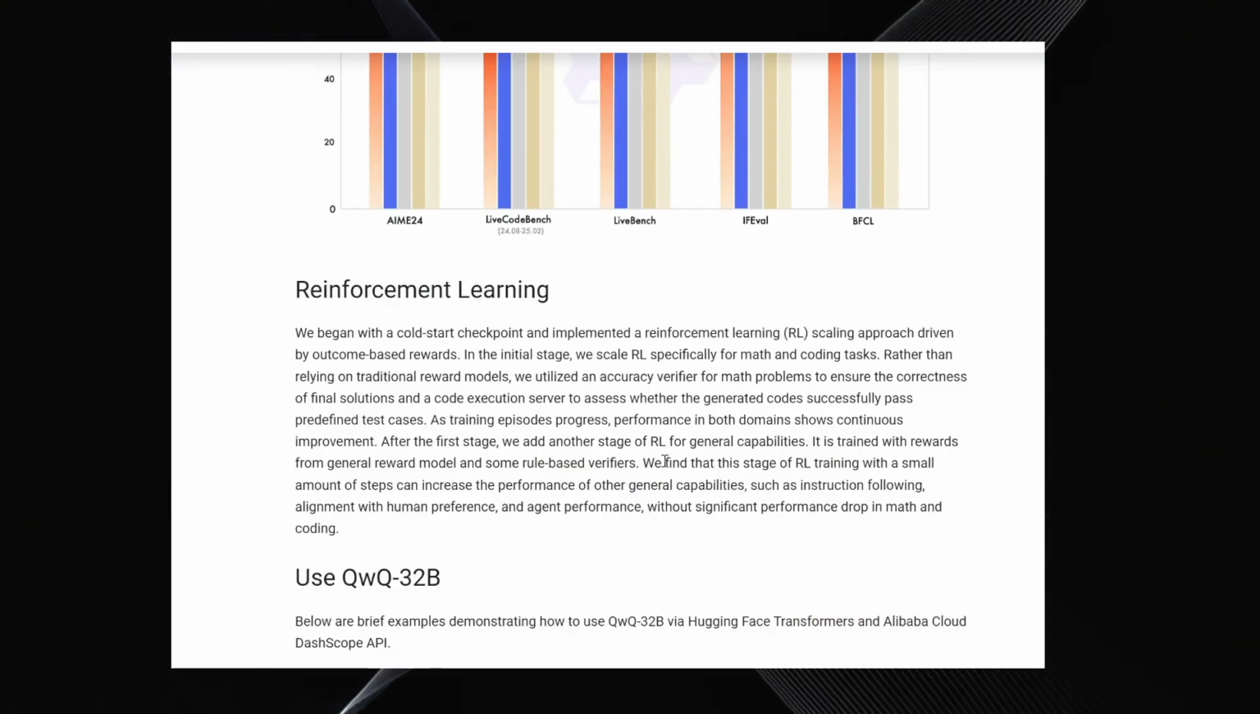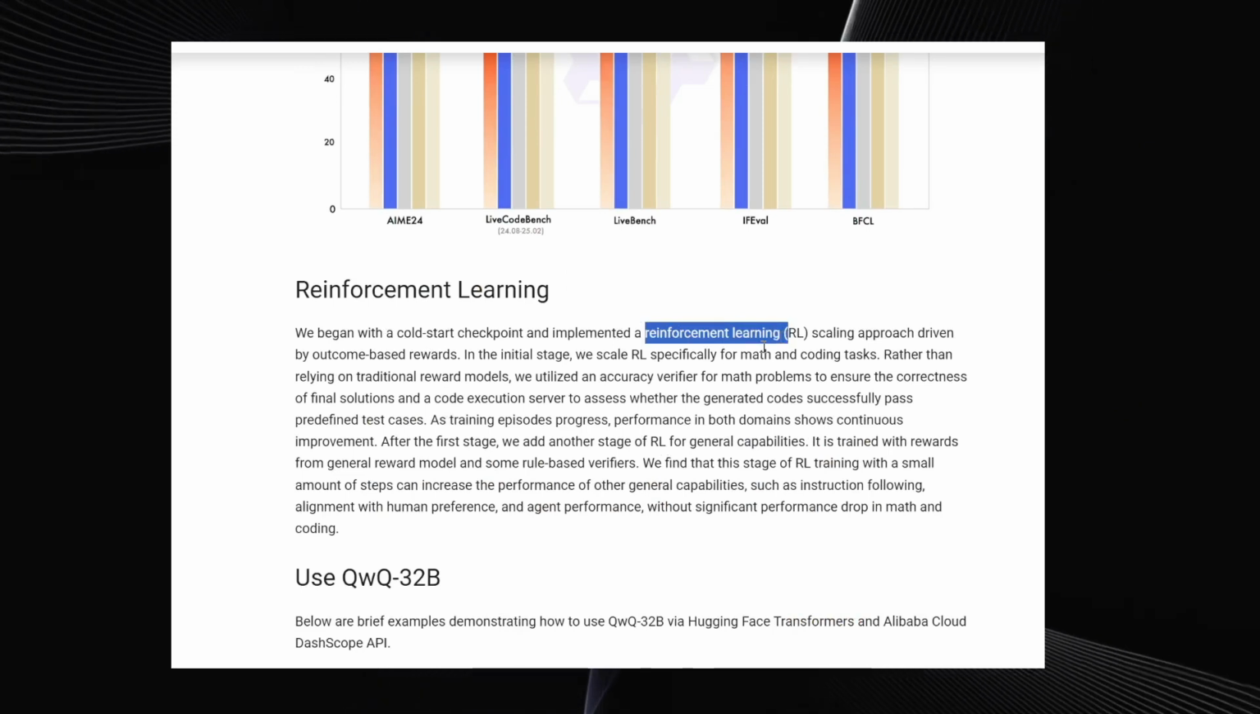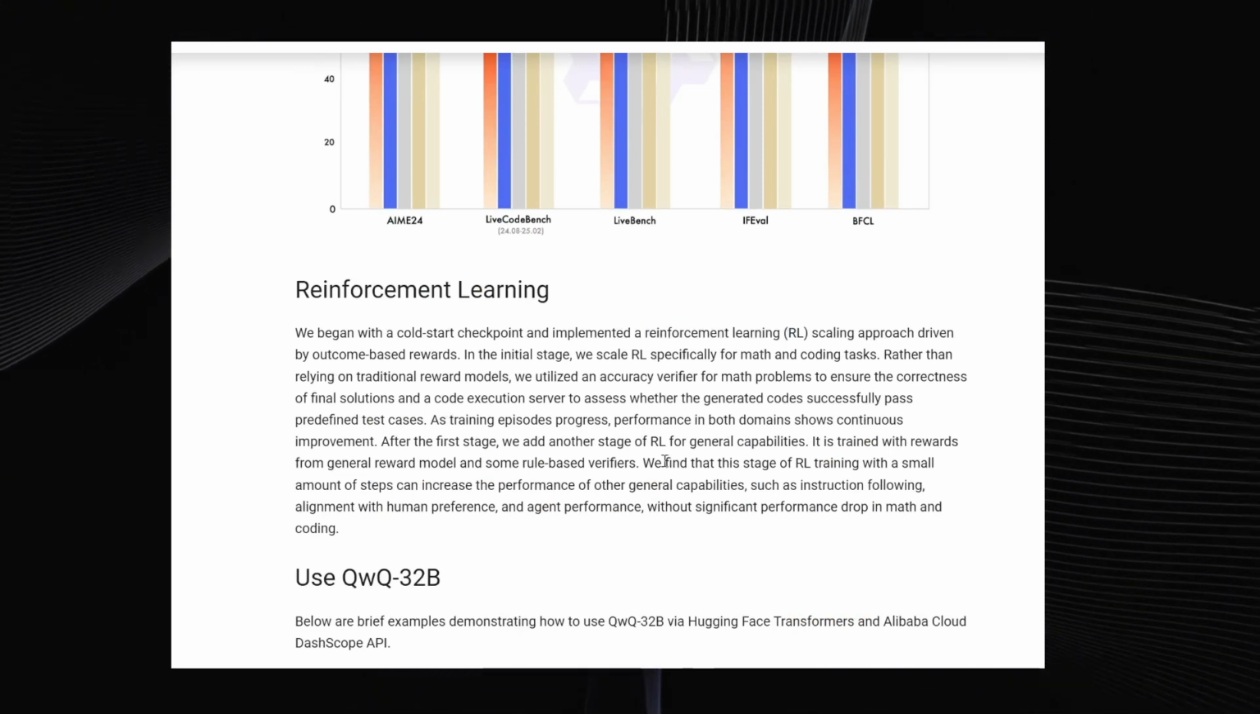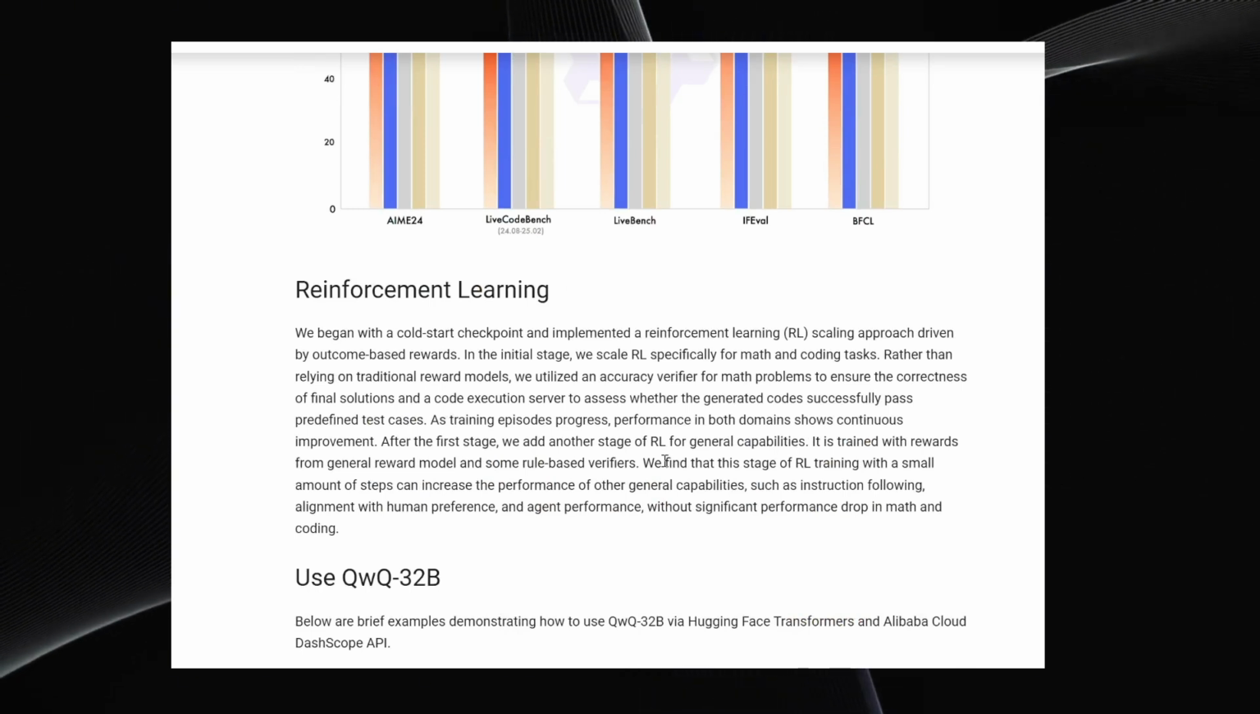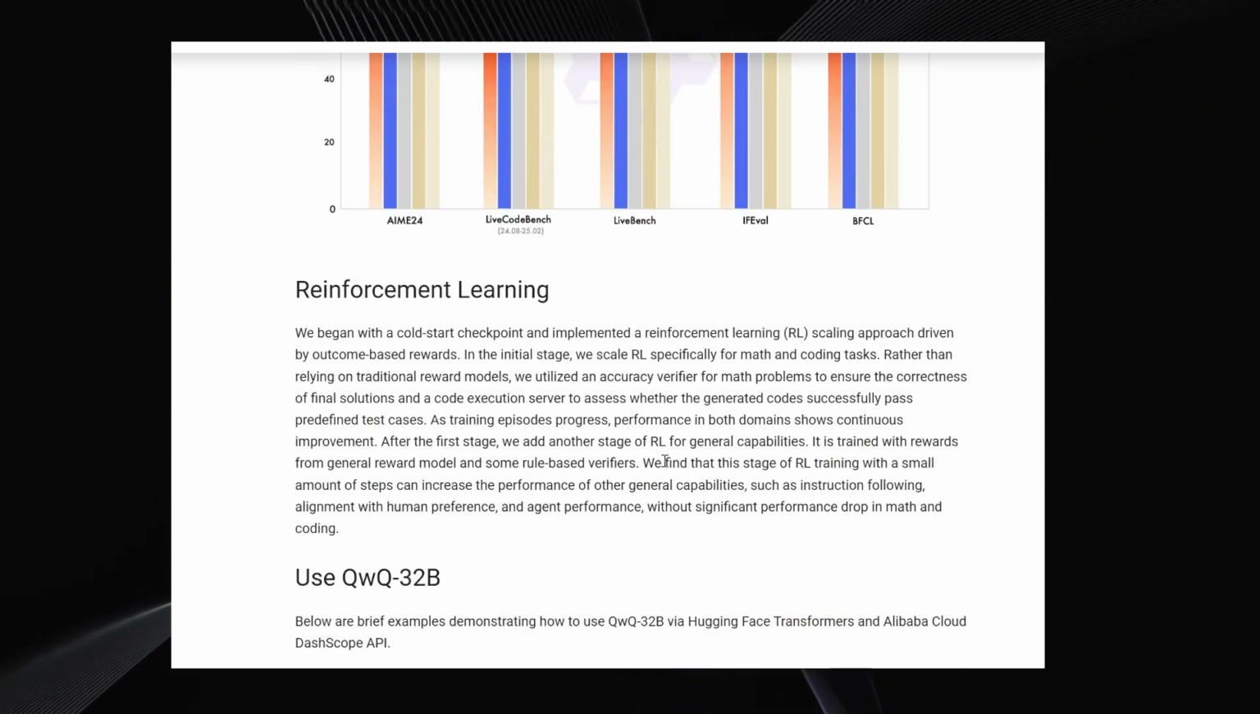Just like DeepSeek R1 and other top-tier reasoning models, Qwen 32B uses something called reinforcement learning during its training. If you're new to this, think of it like teaching a dog a trick. If the dog, or in this case the AI, does the trick correctly, solves a problem, it gets a reward. If it fails, no reward, or maybe even a punishment. After millions of these trials, the AI gets incredibly good at solving those specific types of problems.